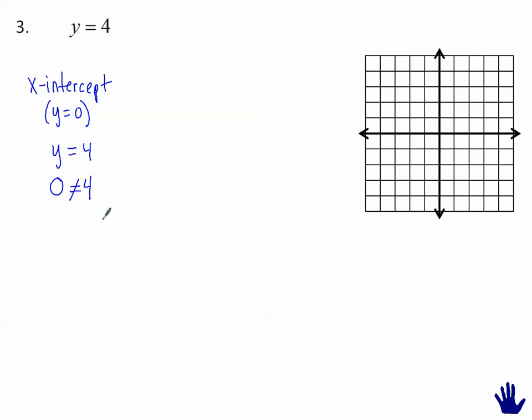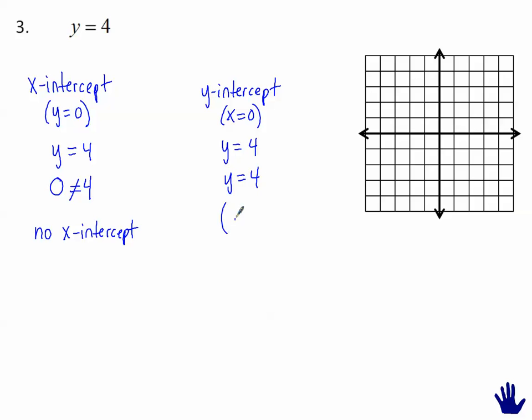So because 0 does not equal 4, there is no x-intercept, because that's not a solution. No x-intercept. Let's look at the y-intercept now. That's where the x is 0. So I'll take our equation, y equals 4, and in place of the x, I'll put 0. But I don't have an x, so I'm left with y equals 4. My y-intercept is 0, 4. The x is 0, the y is 4.